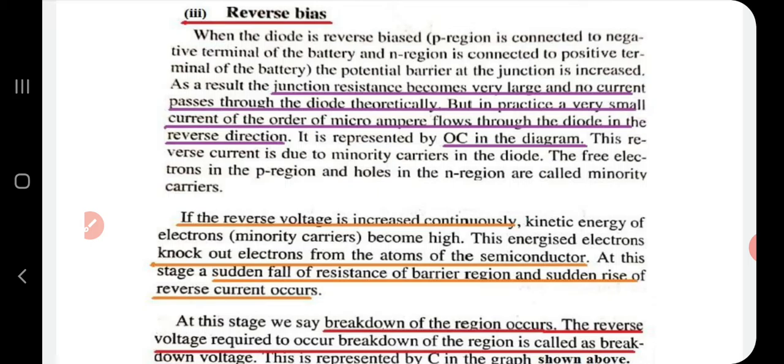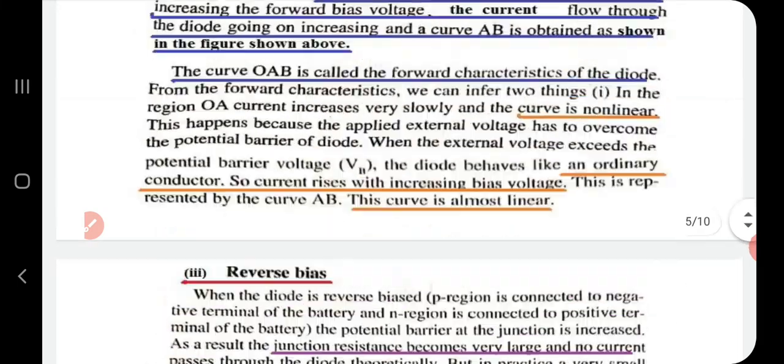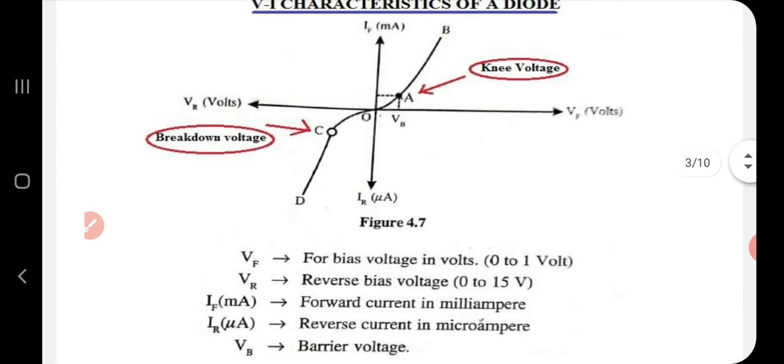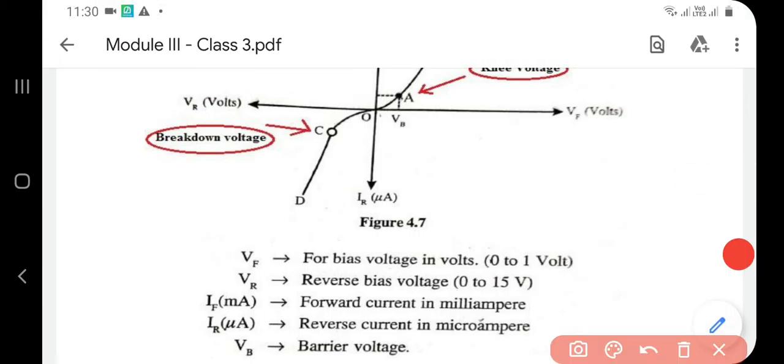So in this reverse biasing case, see what happens here. This is the region. We are slowly increasing reverse bias voltage, so reverse current also increases, and after a particular point, say C, it increases rapidly but in this negative direction. So here at this particular point, the particular value is called breakdown voltage.